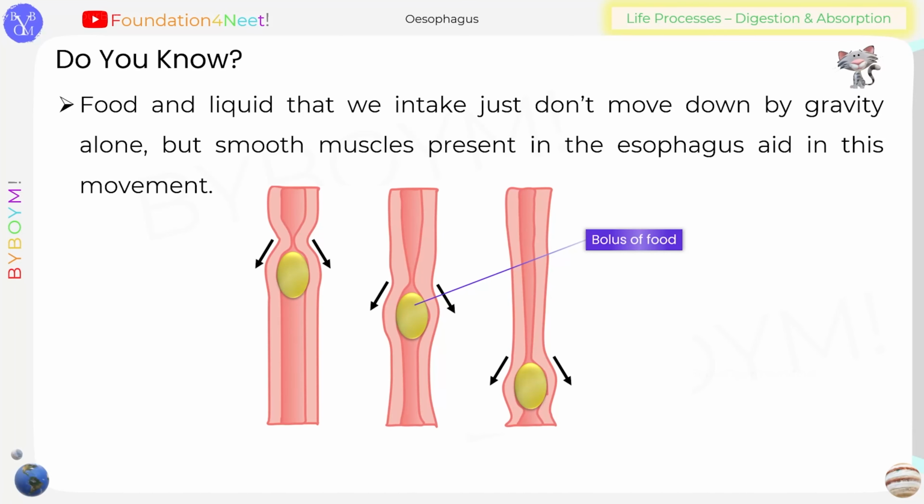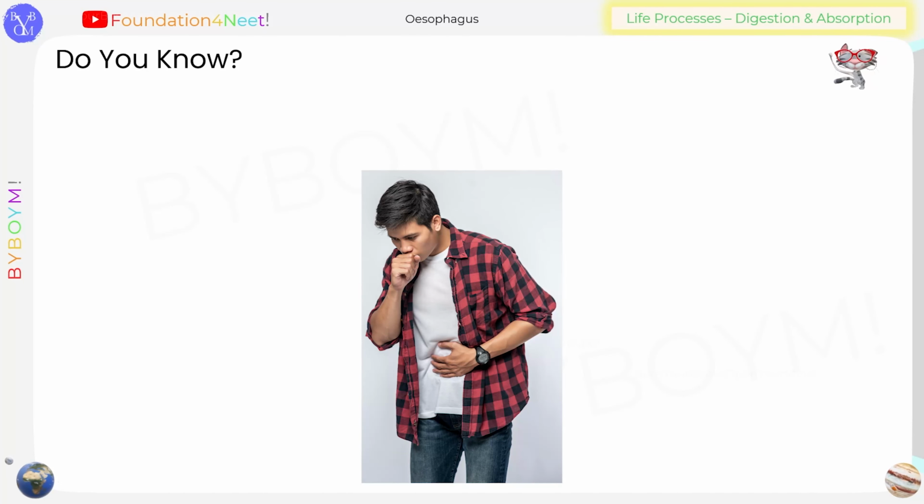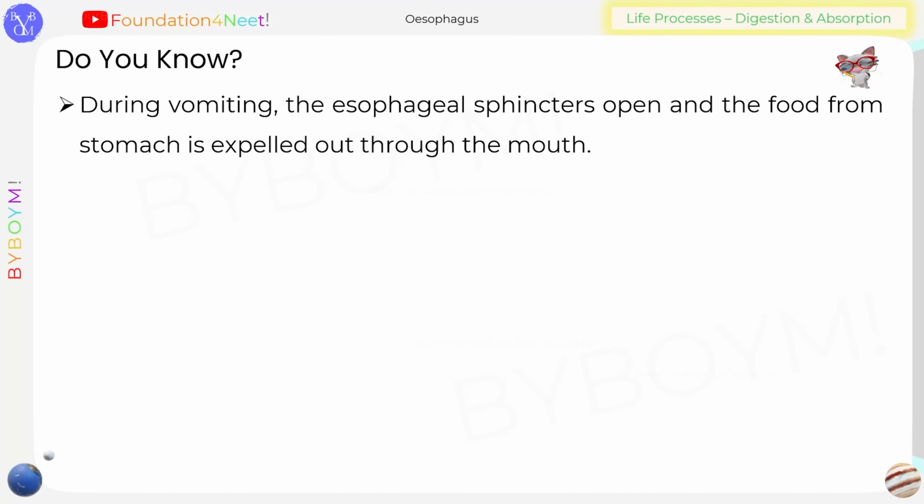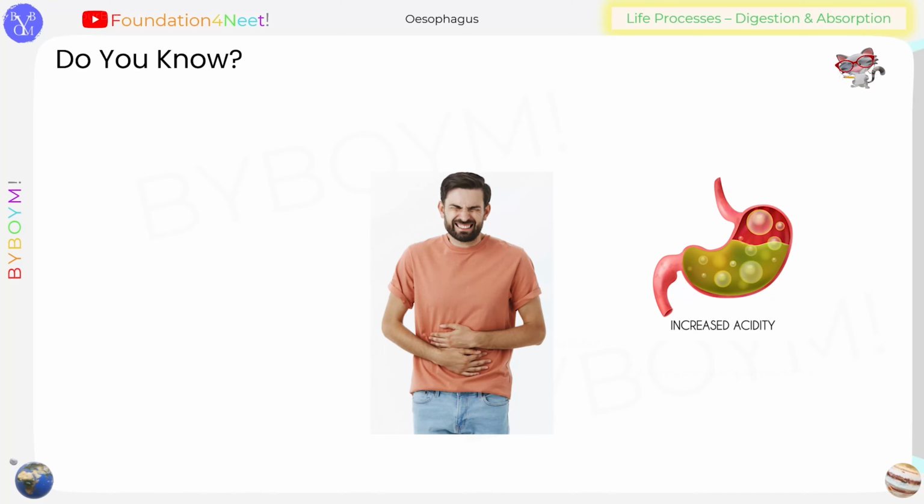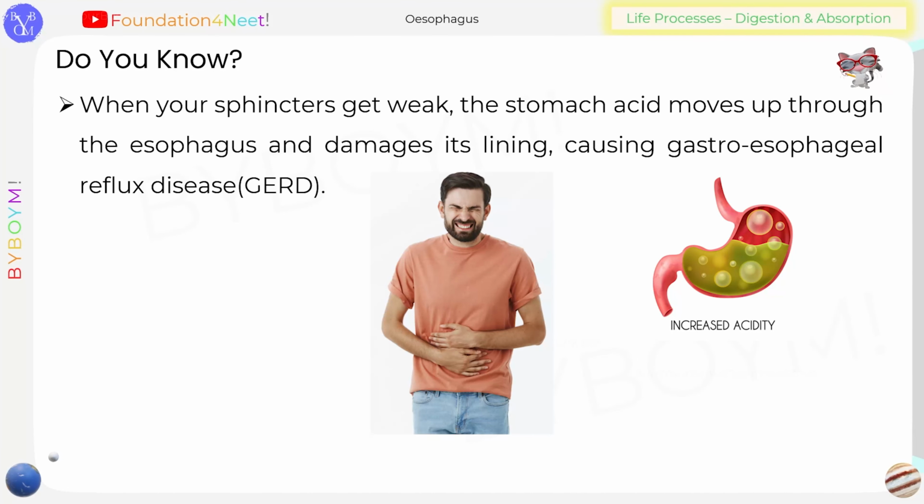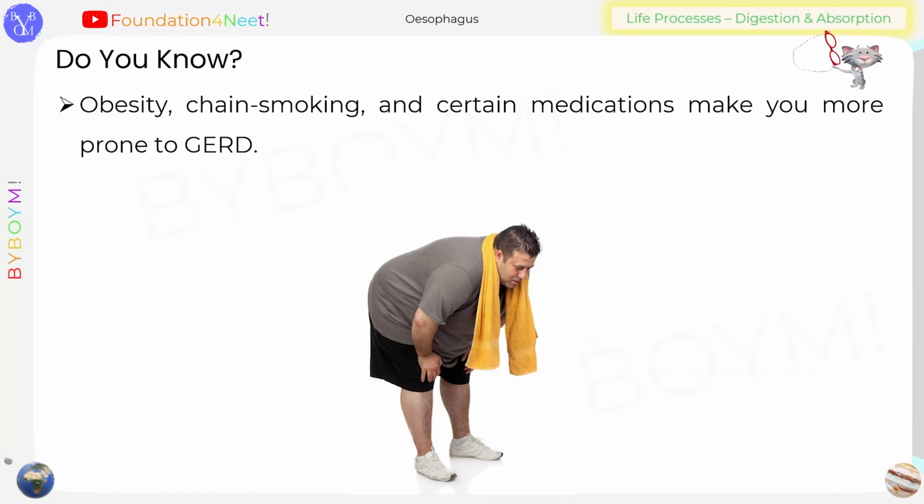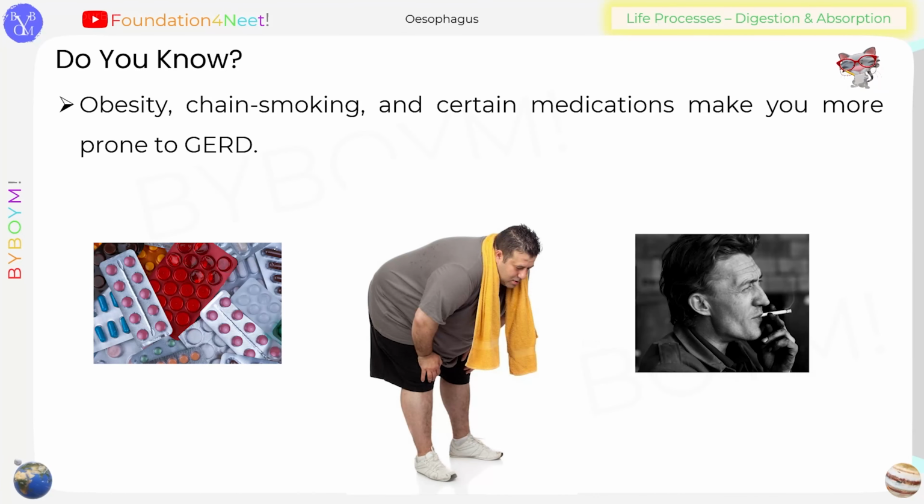Now second point is during vomiting, the esophageal sphincters open and the food from stomach is expelled out through the mouth in a retrograde manner. This brings us to our third point. When your sphincters get weak, the stomach acid moves up through the esophagus and damages its lining, causing gastro-esophageal reflux disease or GERD. Obesity, chain smoking and certain medications make you more prone to GERD.